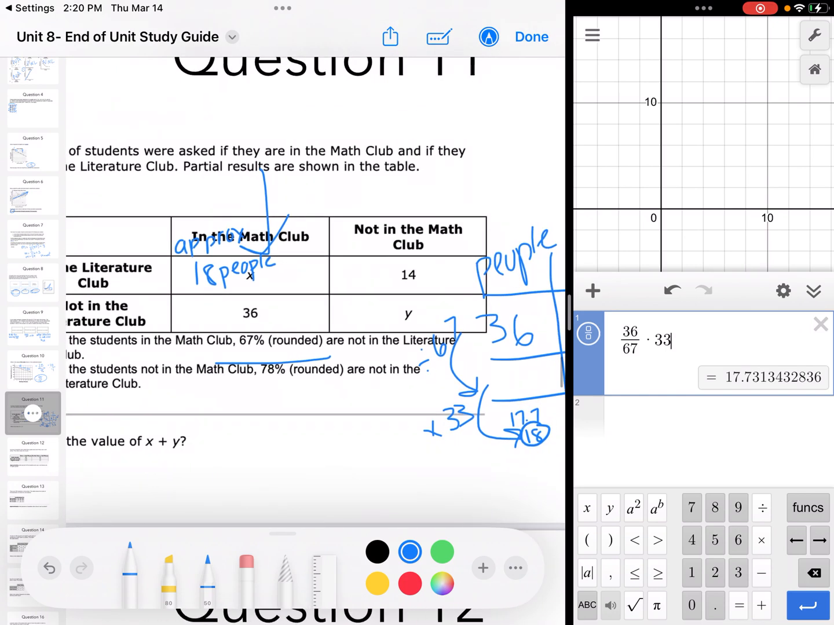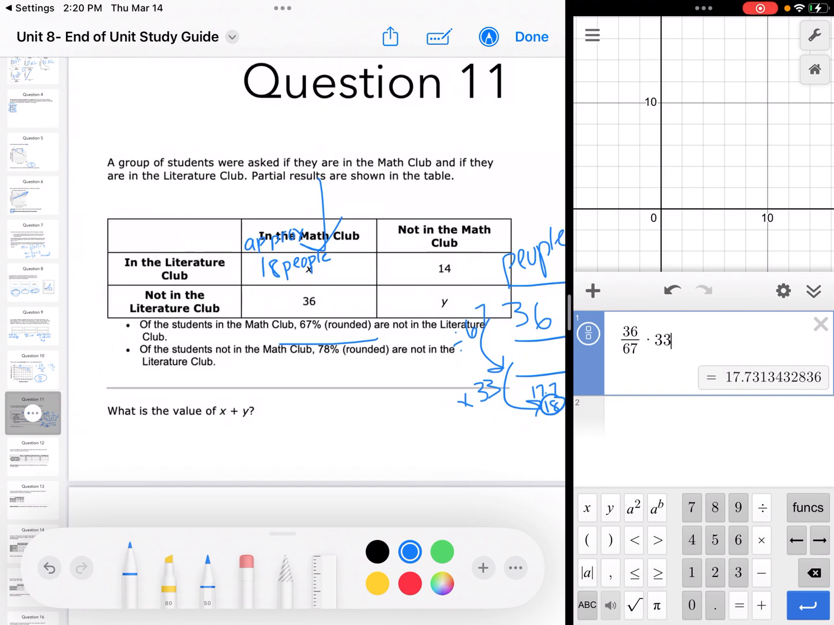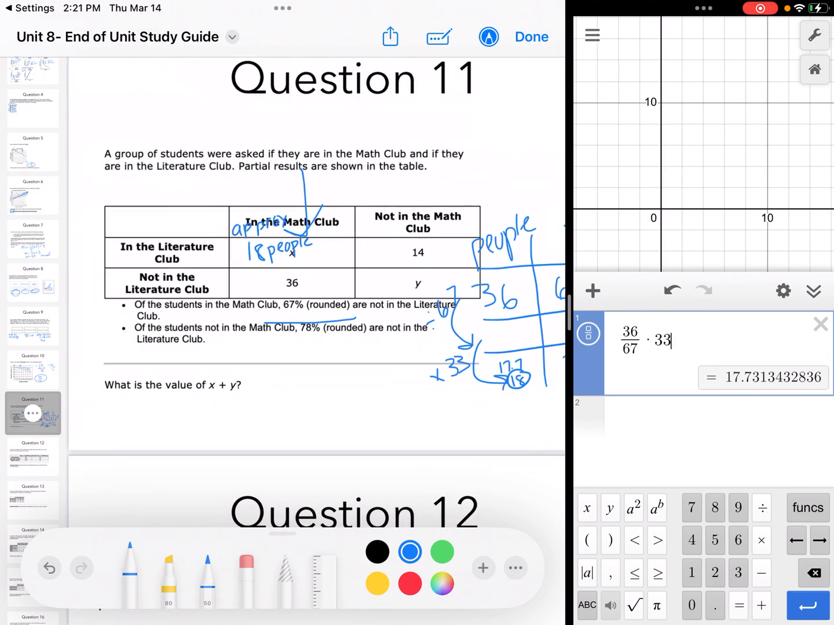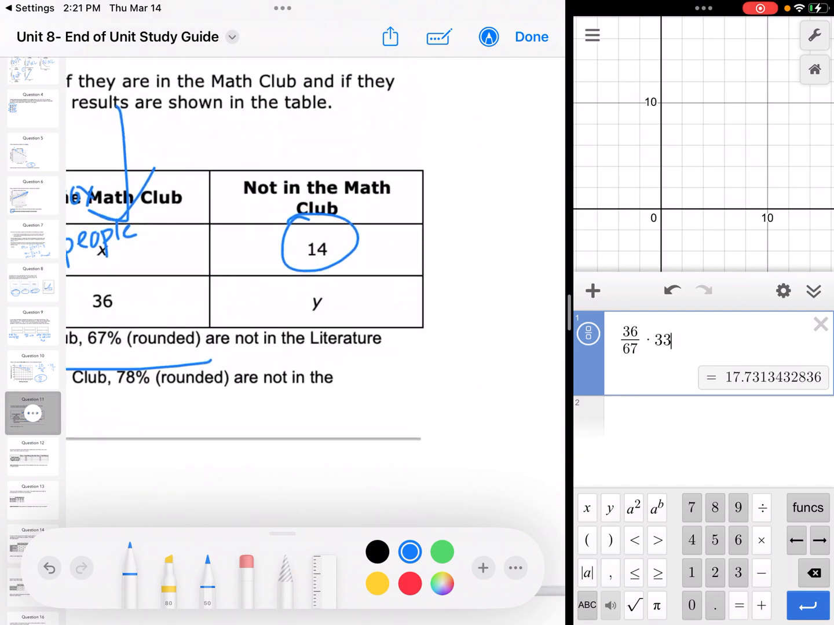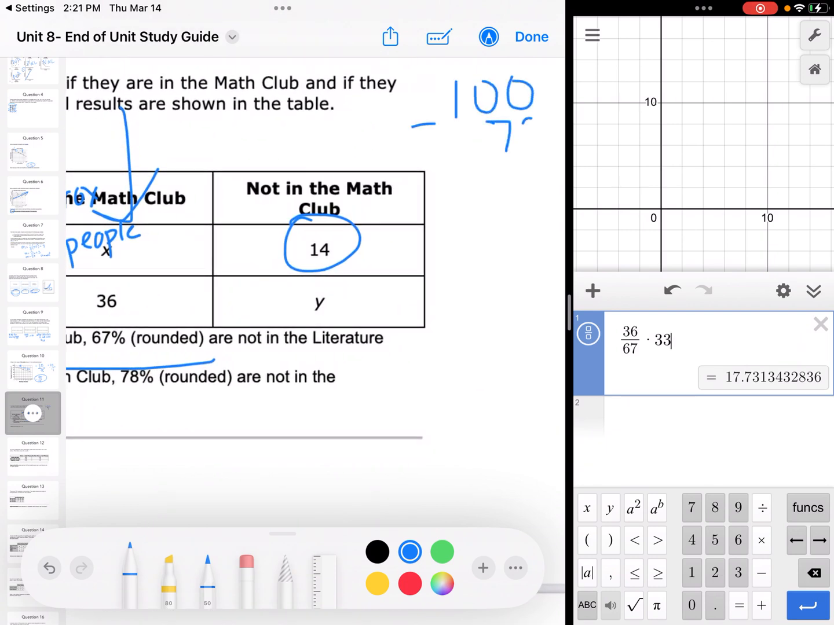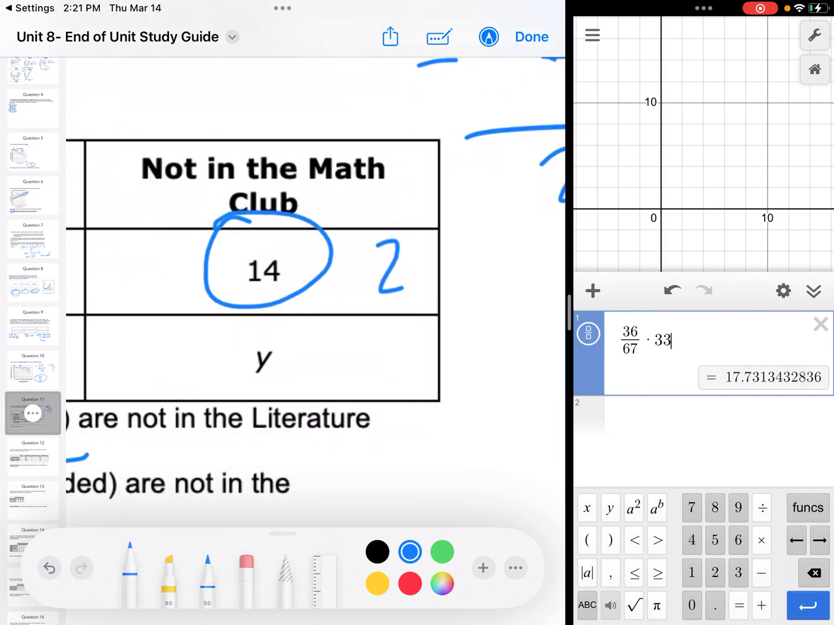All right, now it says of the students not in the math club, 78% are not in the literature club. So they're not in the math club. 78% are not in the literature club. So that means this would be 100 minus 78. So that's 22%.